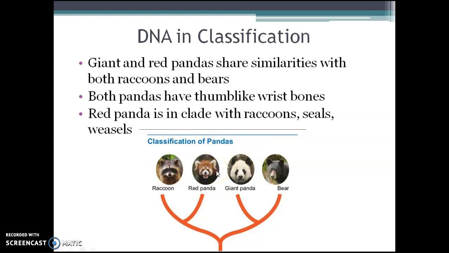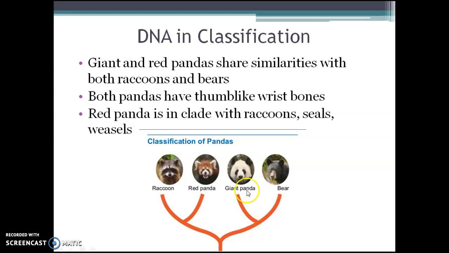And if you notice the tree here, they all have similarities. Both pandas share similarities with both raccoons and bears. Both pandas, however, have thumb-like wrist bones, opposable thumbs like you guys have, which allows us to grasp and hold on to things. Raccoons also have a very opposable thumb and a lot of dexterity in their paws. And so the red panda, notice here, is actually more closely related to a raccoon, where the giant panda is more closely related to a bear.